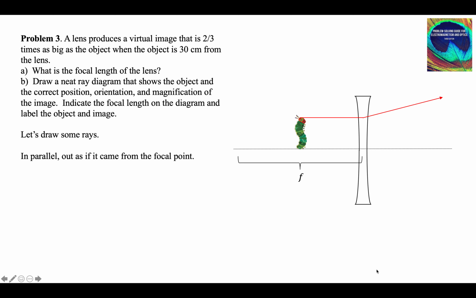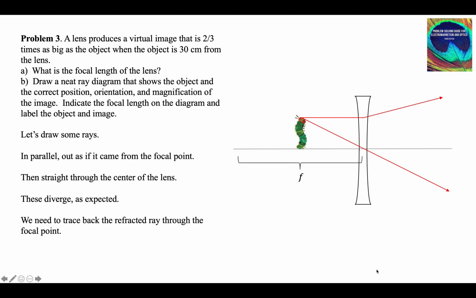Let's put it there. Let's draw some rays in parallel out as if it came from the focal point. It's a diverging lens. It's going to spread the light out. Then center of the lens. That one doesn't get refracted at all. It's a thin lens. These diverge. In order to find the position of the image, we have to trace this refracted ray backwards through the focal point. It looks like it came from the focal point. The image is where those two lines cross. Right there.